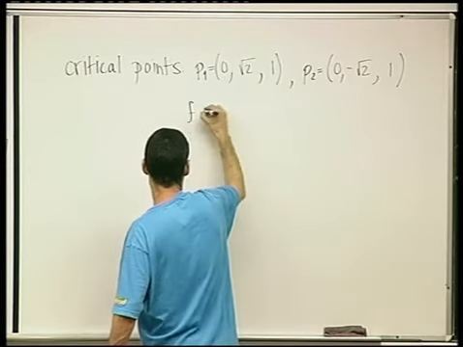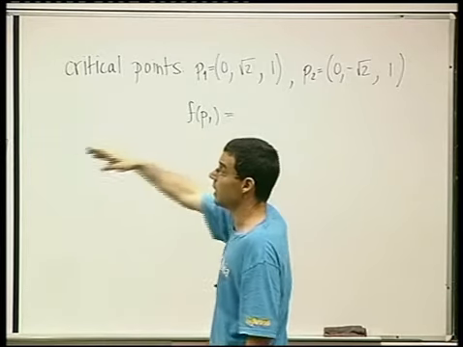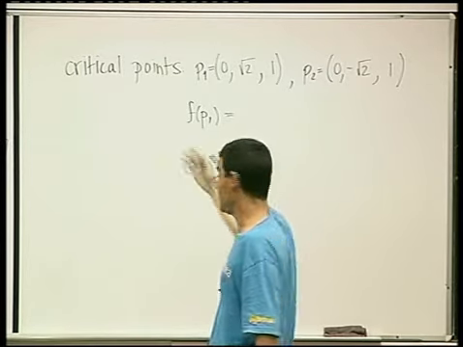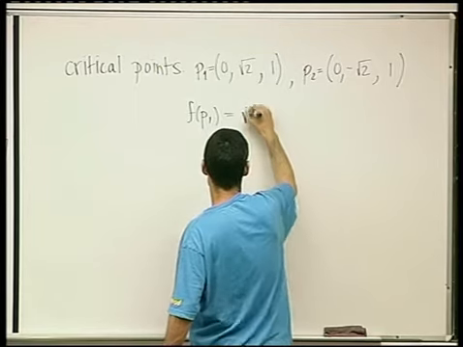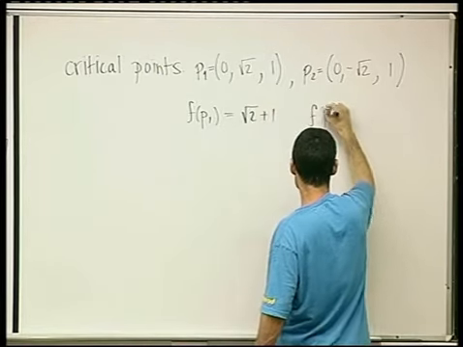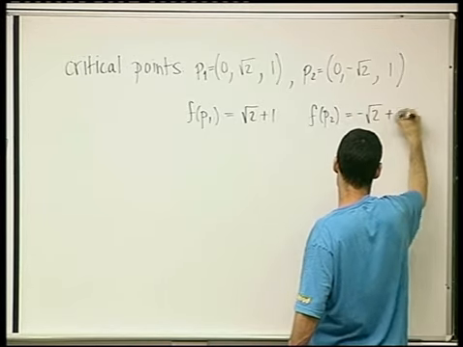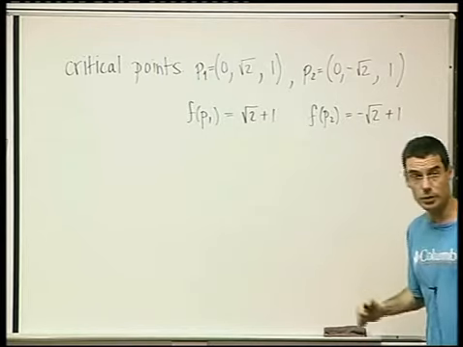The value of f at the point P1 is what? I'm just plugging these into f. F was x plus y plus z. So the value of f at P1 is root 2 plus 1. The value of f at P2, x plus y plus z, is minus root 2 plus 1. Do you agree?